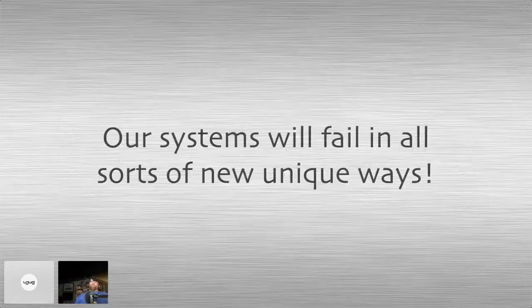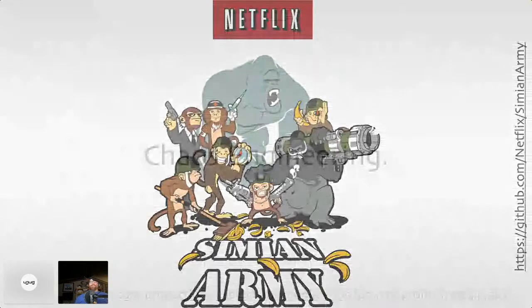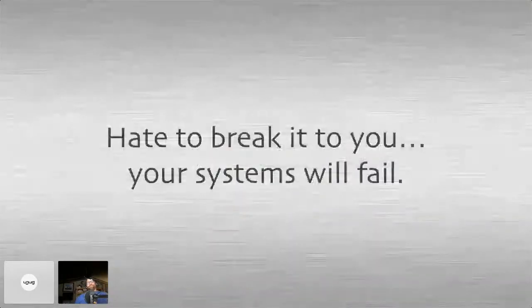This also does open us up to some new, interesting, unique ways of failing. This is part of why, again, chaos engineering is such an important part of what we're doing. You have to force your system to fail in interesting ways. And even with all that in place, you know what? Things are going to go wrong.